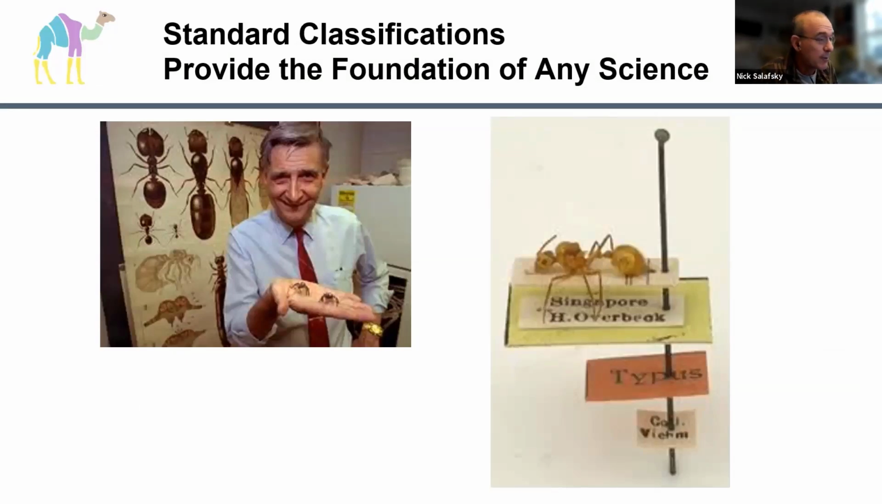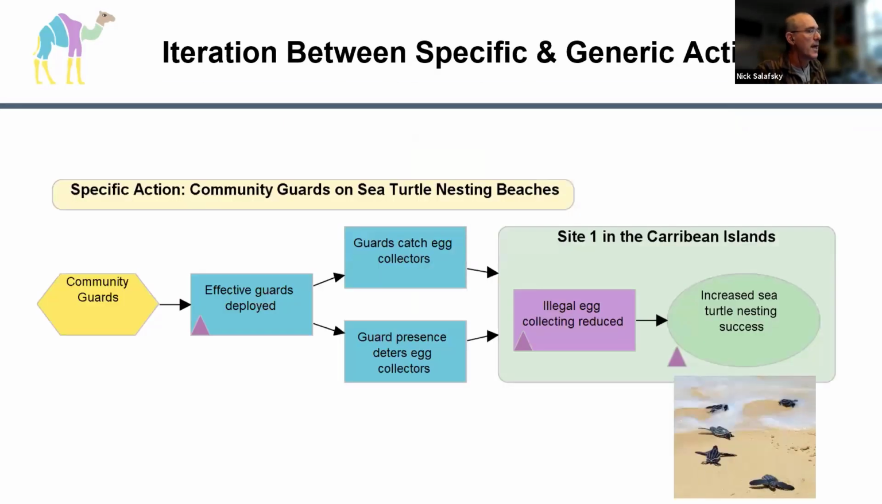The other thing I want to show you from a learning perspective, some of you have probably seen this before, is this idea that we have standard classifications, just like E.O. Wilson can show you an ant with a type specimen on it. That's the basis for biology. And as you know, if we have a specific action, so say we're trying to do community guards somewhere in the Caribbean to have illegal egg collecting reduced, we can have our theory of change.